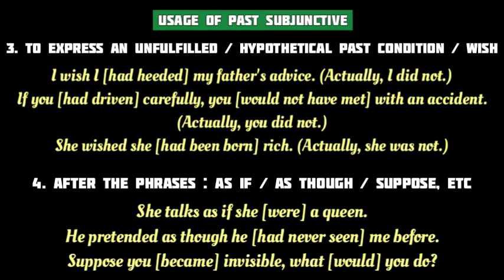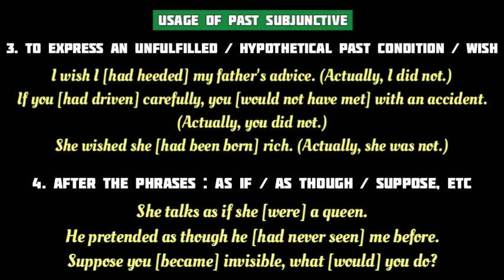There are certain expressions in English after which the past subjunctive mood is used. For example, after as if, as though, suppose, imagine, we use the past subjunctive verb. In the sentence, she talks as if she were a queen, the verb were is in the past subjunctive mood. Why? Because it expresses imagination.